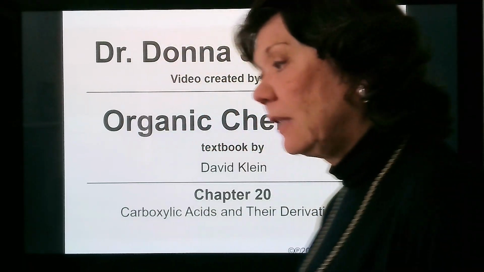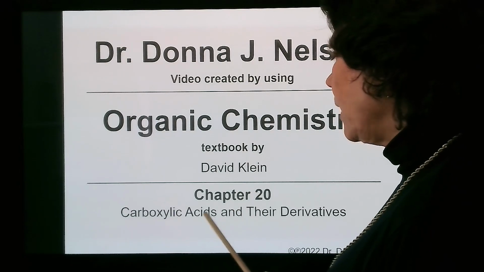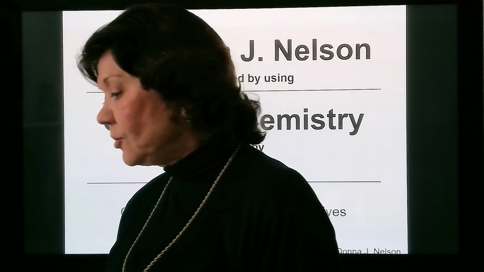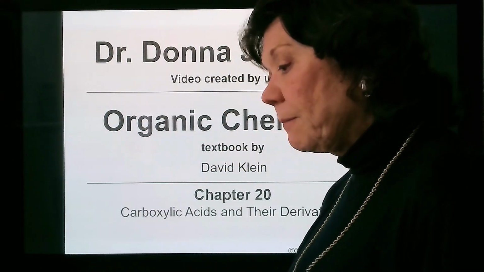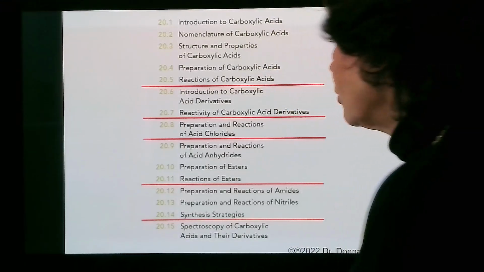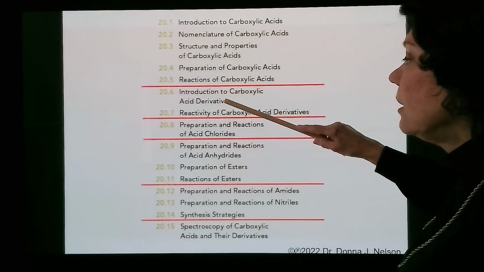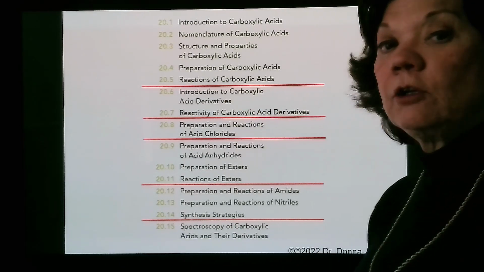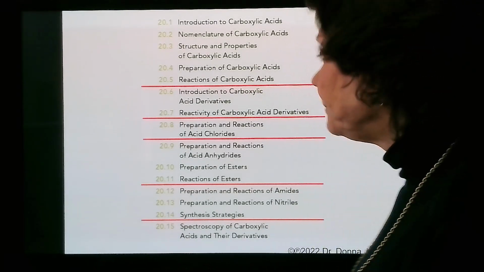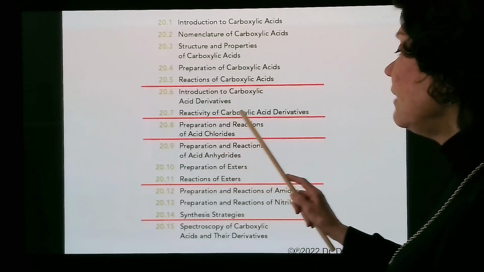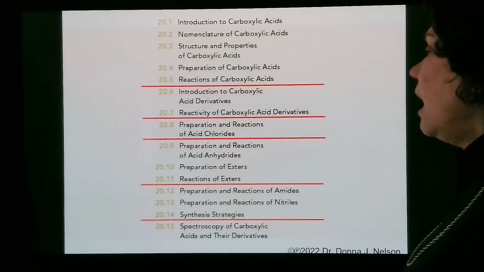This is Donna Nelson at the University of Oklahoma, and we are on the second lecture from my organic chemistry class, which comes from chapter 20, carboxylic acids and their derivatives. So let's look at what this second lecture is going to encompass. An introduction to the carboxylic acid derivatives, that's going to include their nomenclature and reactivity of carboxylic acid derivatives.